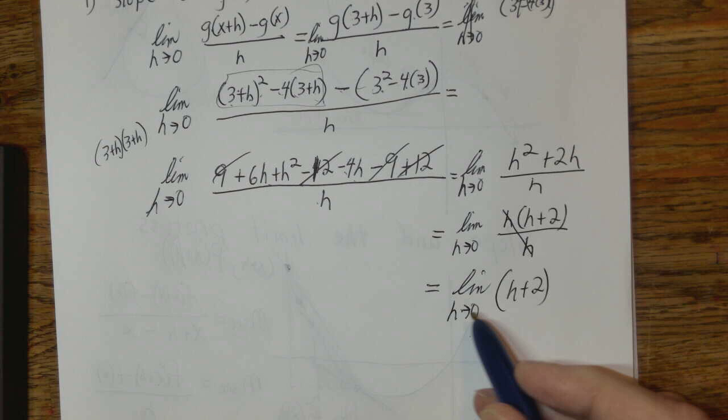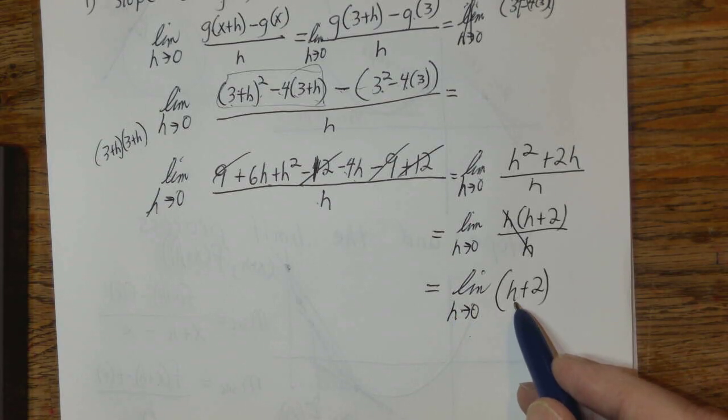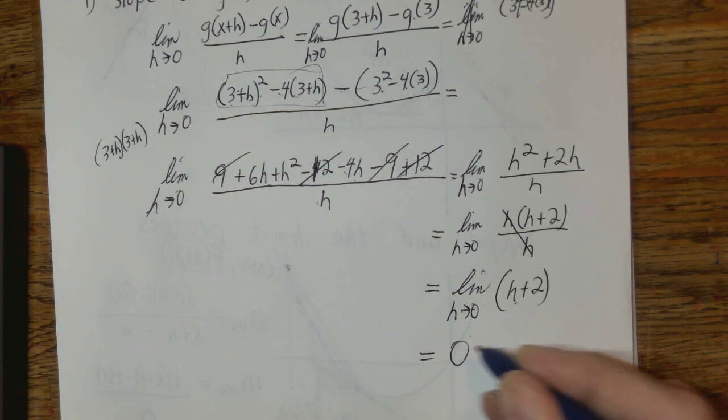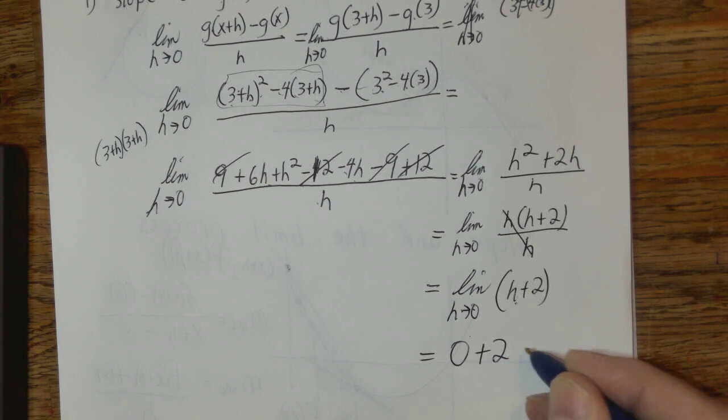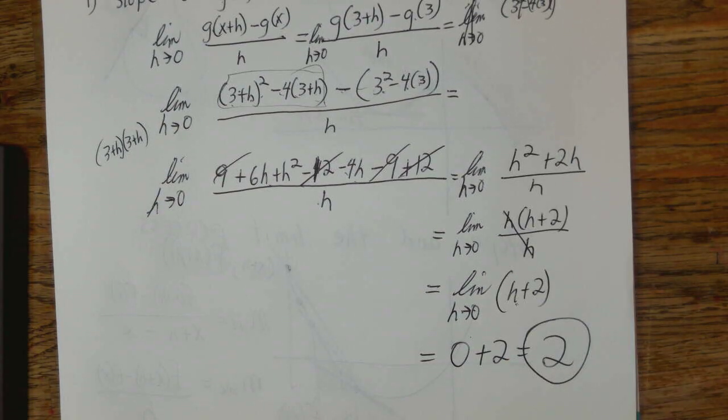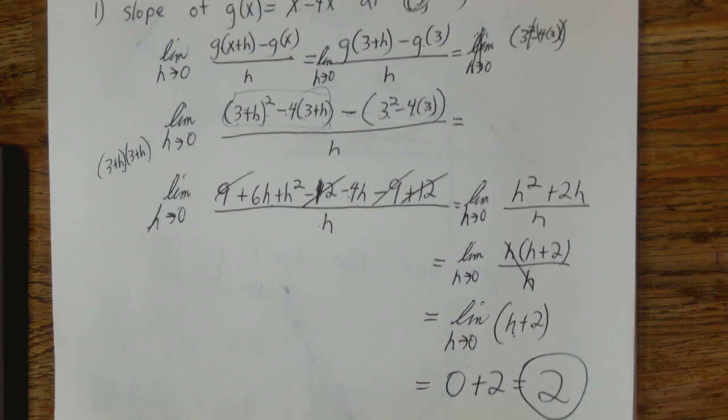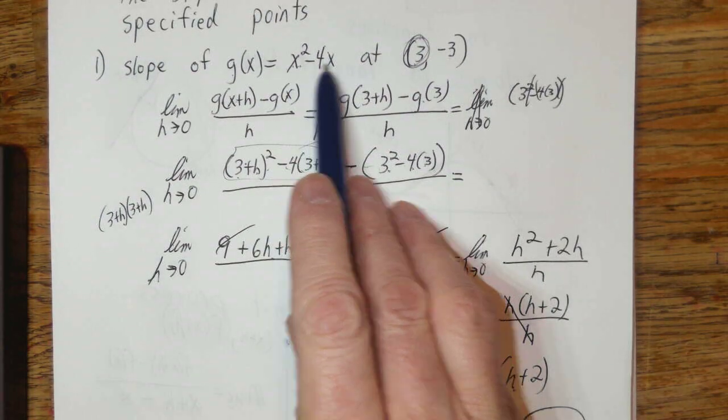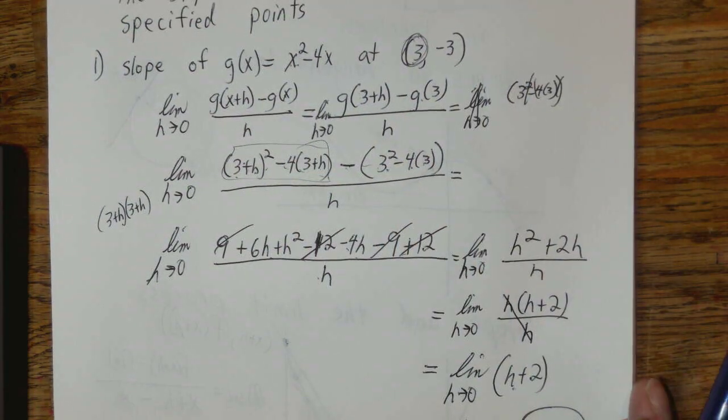And now I think we can do a direct substitution in here and put 0 in where h is. That's 0 plus 2. So the answer is 2. So the slope of the tangent line of x squared minus 4x at (3, negative 3) is 2.